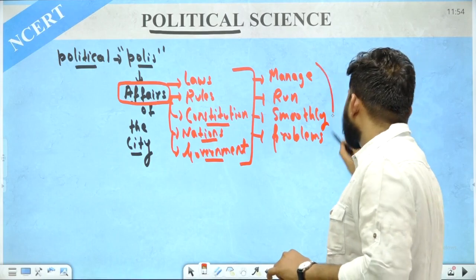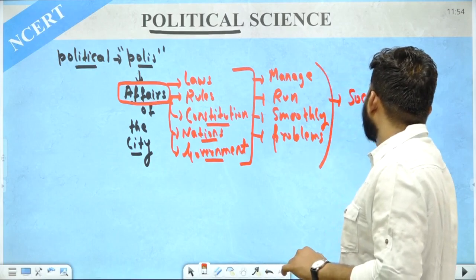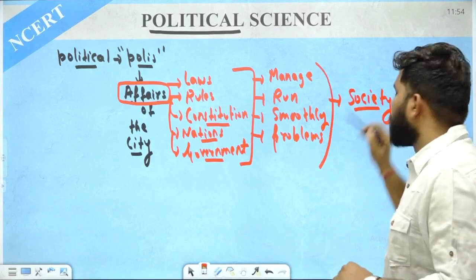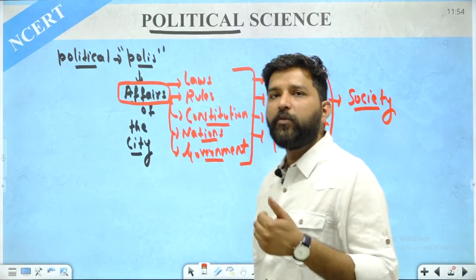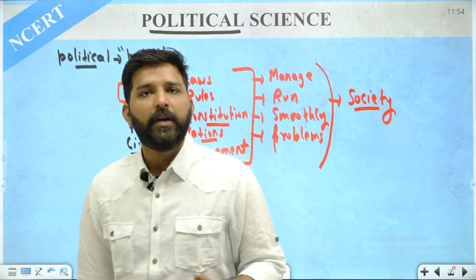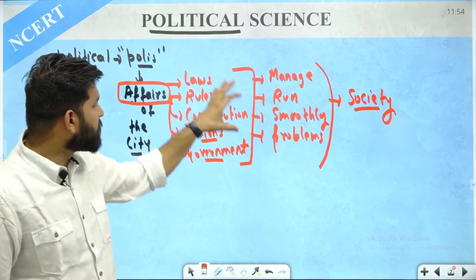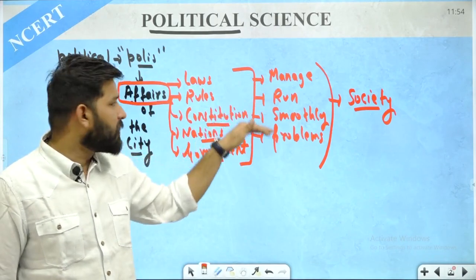All of these are affairs studied for making the society better, for the betterment of the society, or improving the living standards of the people. These are the affairs that we study under the umbrella of political science.